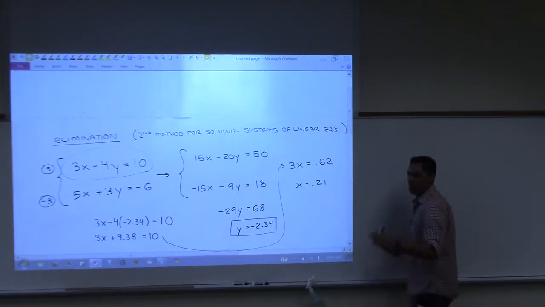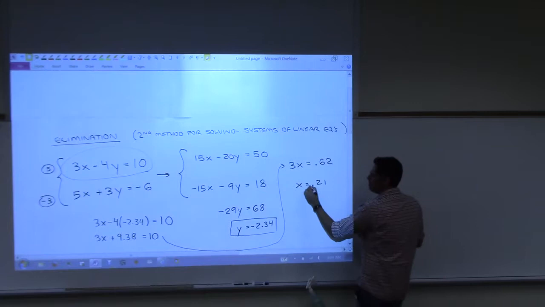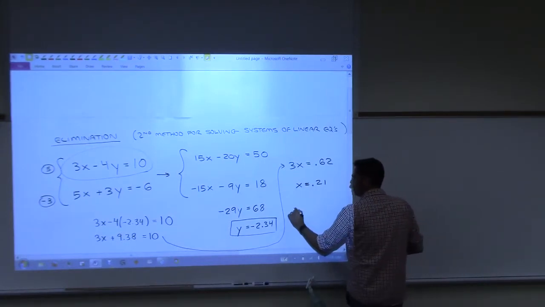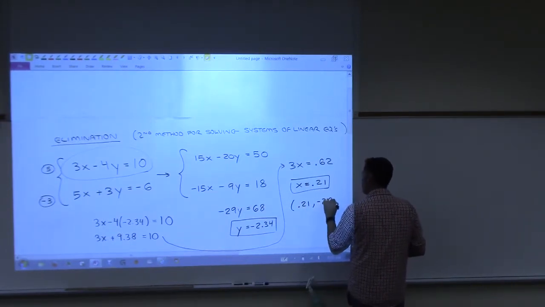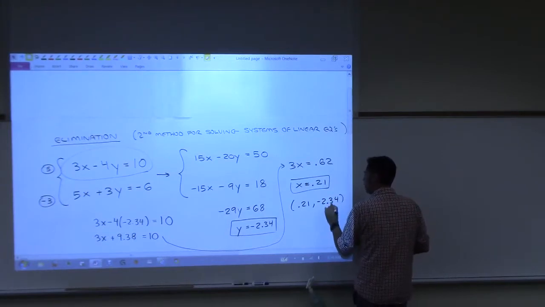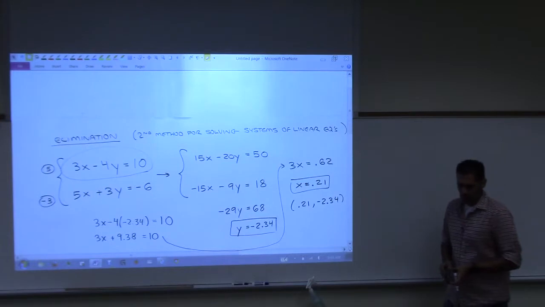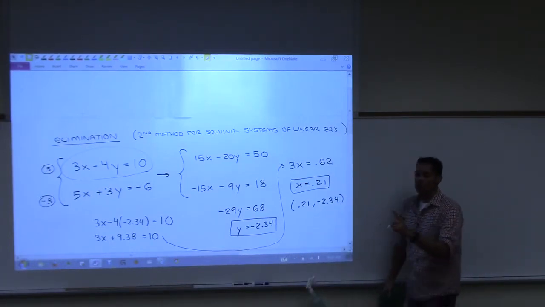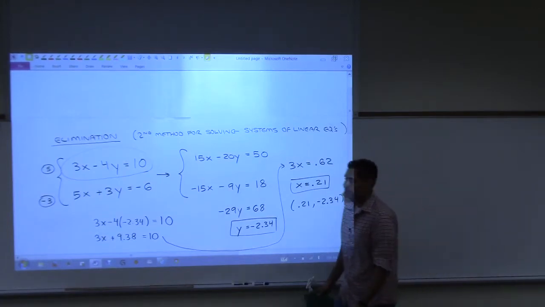.21 is good. It's like 0.206 or something like that. And this is an approximate answer. Both of these are approximates. So as an ordered pair, it's approximately 0.21 and then negative 2.34. We good? Okay, let's do one more problem, and then we'll get to a word problem.